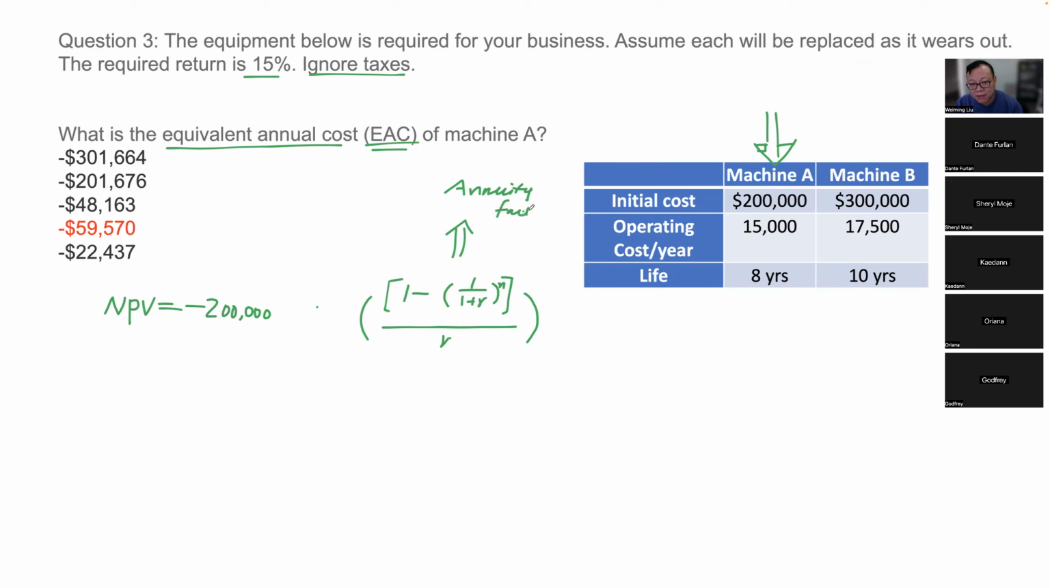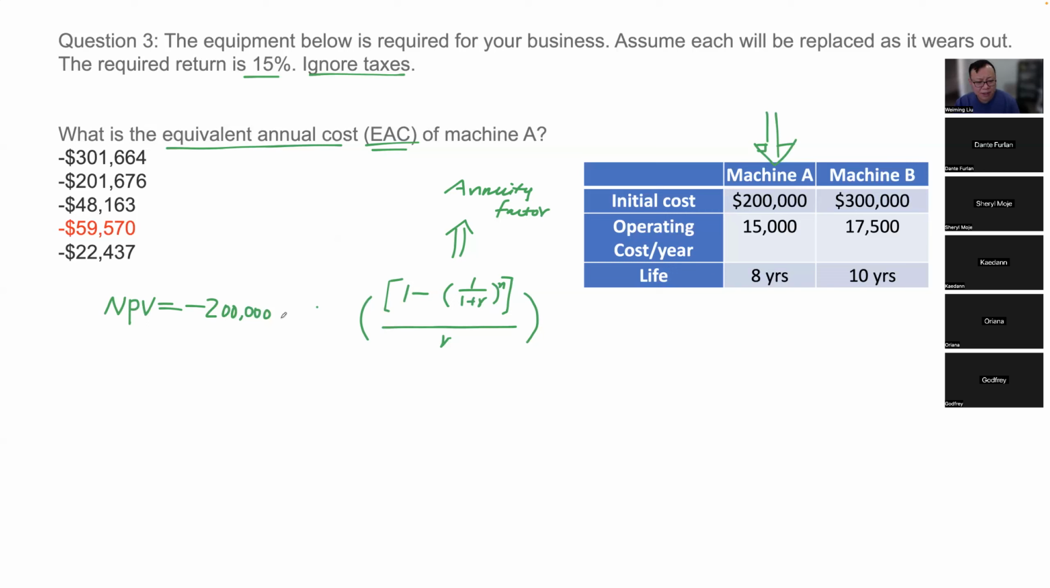Give me a thumb up if you remember this. So this annuity factor is a division. So in the denominator is R. In the numerator is a difference, 1 minus factor. This one is 1 over 1 plus R to the power of N, okay? So this is the annuity factor.